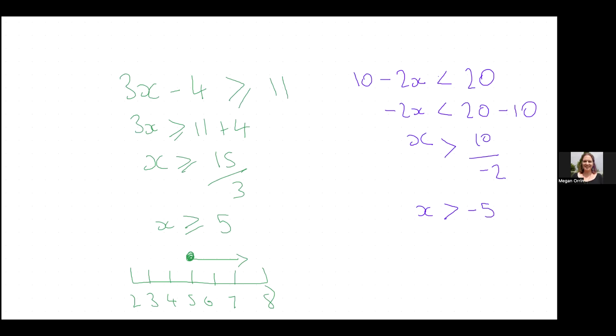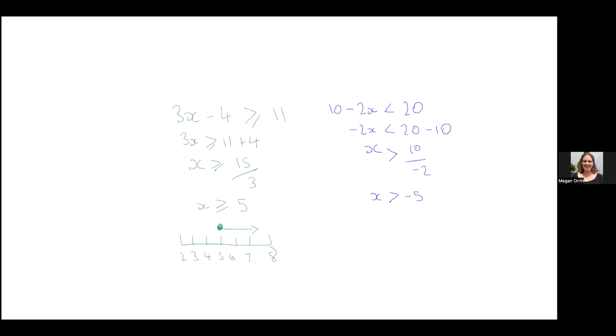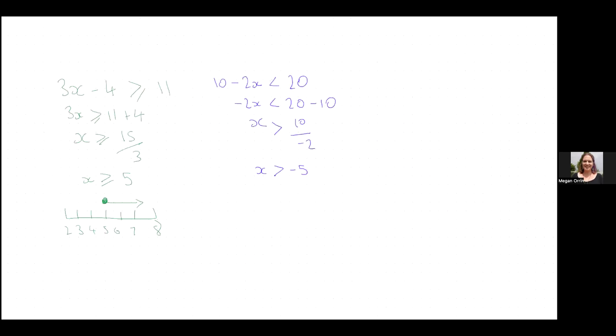All right, I'm going to move this across so I can have a little more room. I love that new feature.